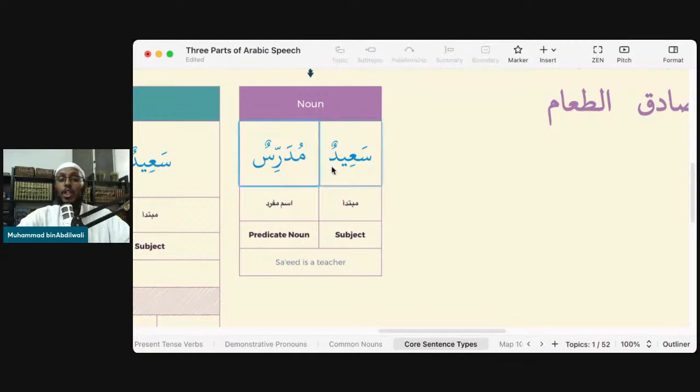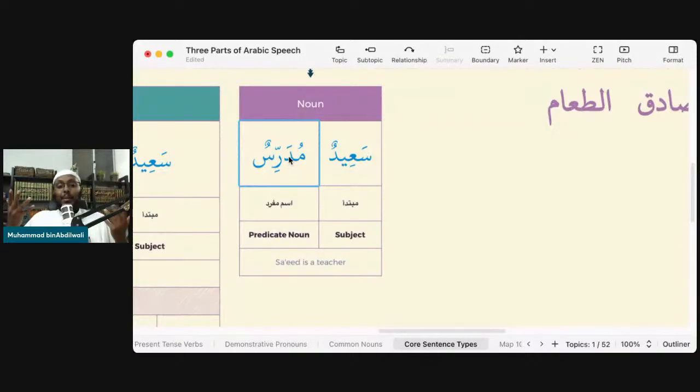You can't have Sa'id al-mudarris. It has to be Sa'id mudarris. Now, is Sa'id al-mudarris wrong, as in linguistically impossible? No, it's possible, but not as a mubtada and khabar. So what is Sa'id al-mudarris? We'll talk about that next time. But now what you need to know is that the khabar has to be indefinite. This is basically the main difference between mubtada and khabar.